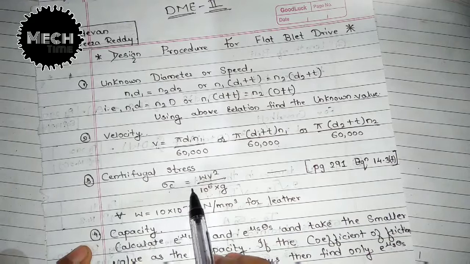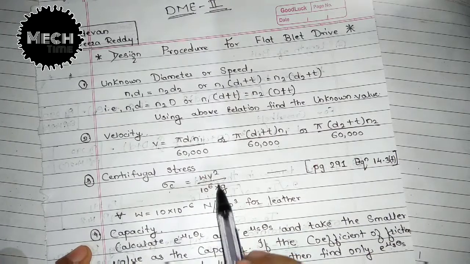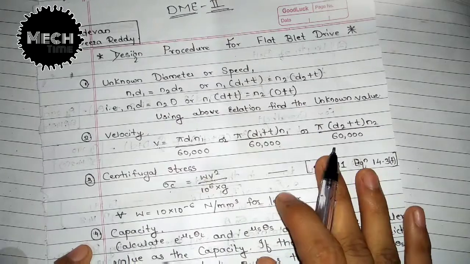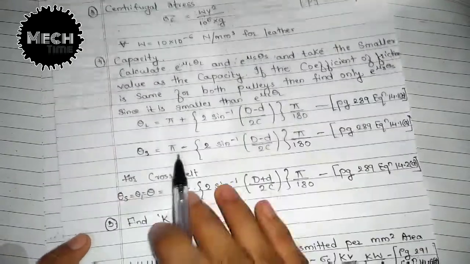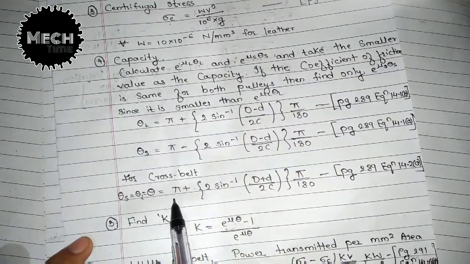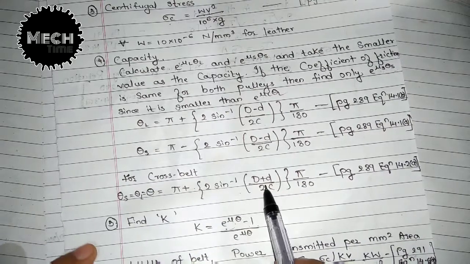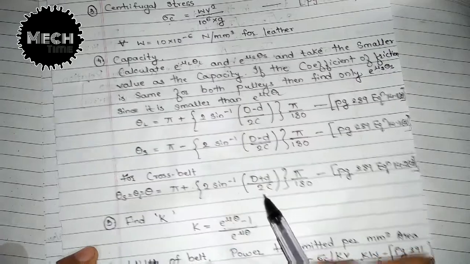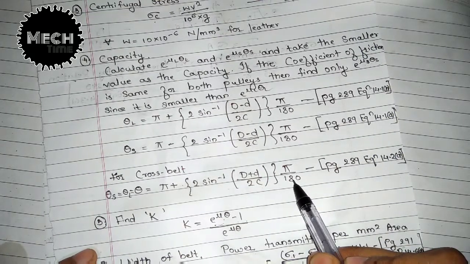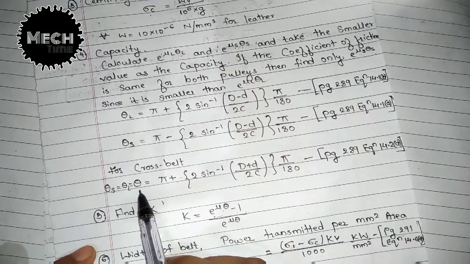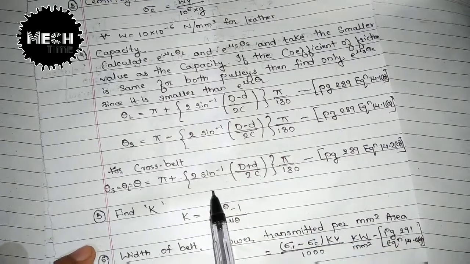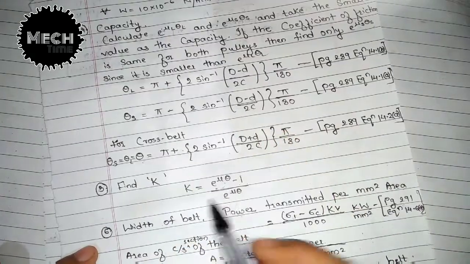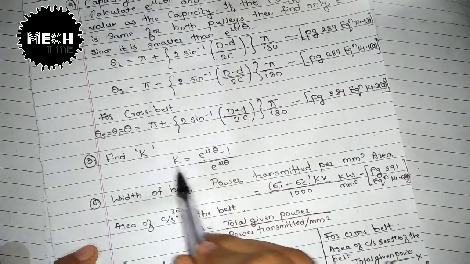Now after velocity you should find the centrifugal stress, that is sigma c is equal to W, which is given, into V square, which is given, and all of this is given. If you find this out, then you need to go with the capacity. In this capacity for the cross belt, I have told you that theta is equal to pi plus 2 into sine inverse of (capital D plus small d) divided by 2c, into pi by 180. Then from here we will take e to the mu theta. This theta we have to consider, and mu is given in the question itself. Then we need to go finding k. After that you'll find k, right?